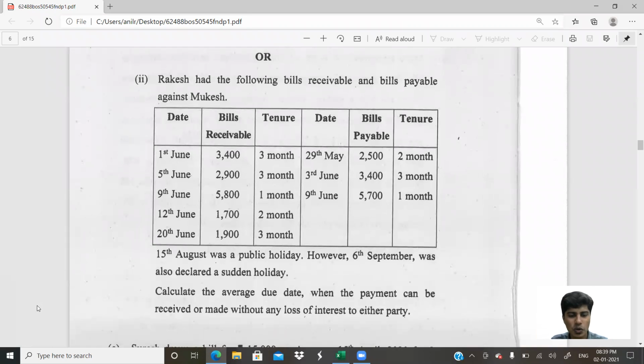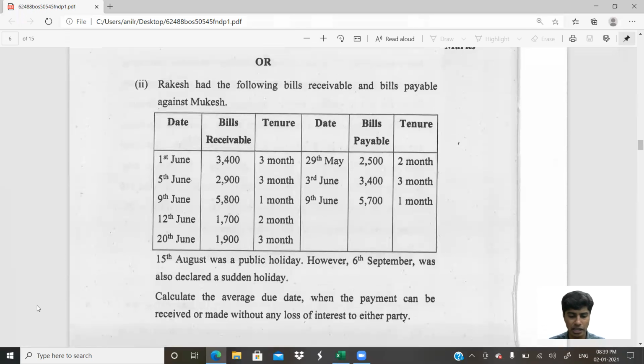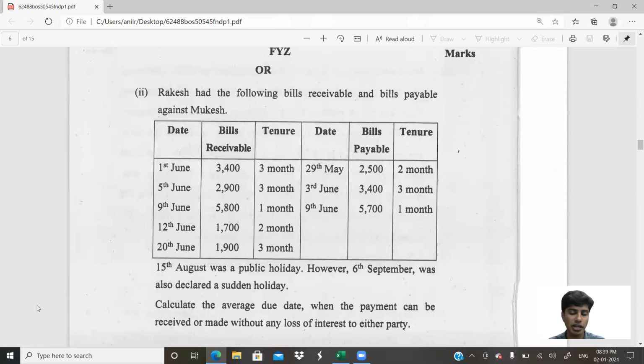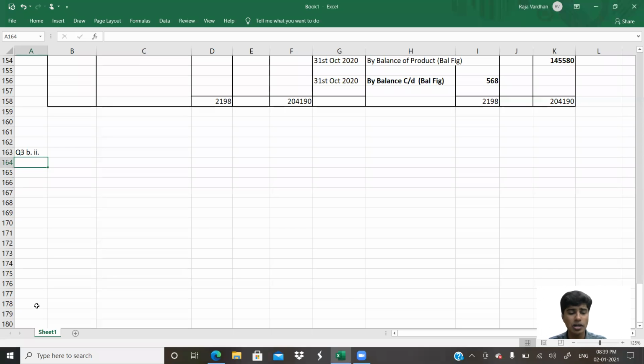So that's it. Rakesh had the following bills receivable and bills payable. Okay. So against Mukesh, perfect. Calculate the average due date when the payment can be received or made without any loss of interest to either of the parties. Perfect. Let us do it. So they're given dates. So we'll do a separate column for bills receivable and a separate column for bills payable.